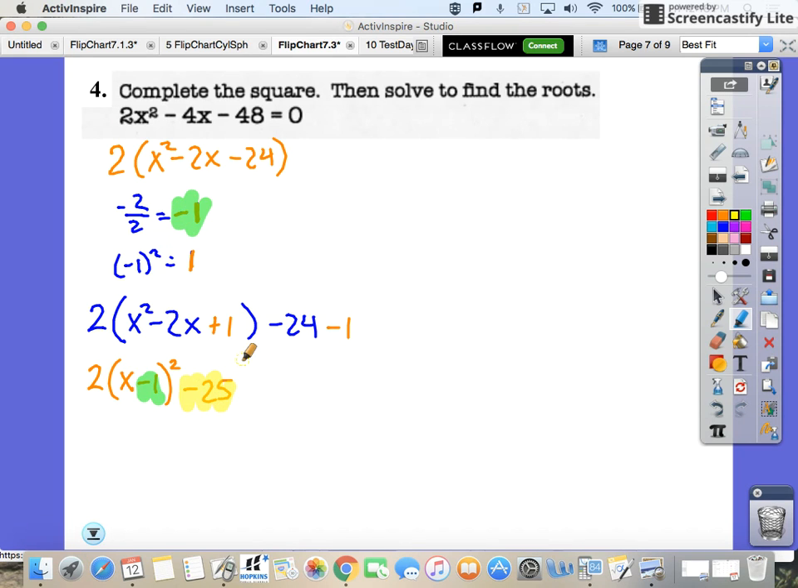So this one is also positive. It's growing a little quicker, but not as quick as the last one. And our vertex is 1, negative 25.